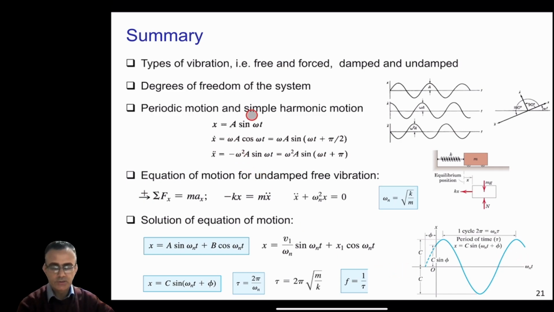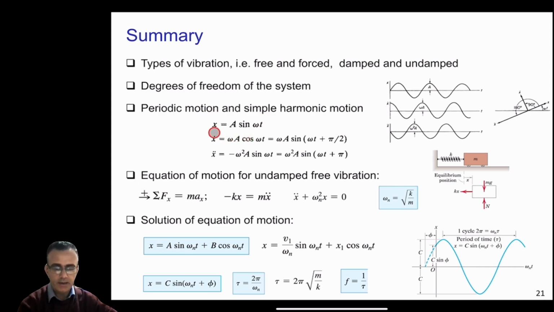Okay, so this is the end of today's lecture. Just to summarize what we did in today's lecture, we discussed the types of vibration, that is free vibration and forced vibration. We also discussed damped vibration and undamped vibration. We also discussed the degrees of freedom of a system, and in this course we will only be discussing single degree of freedom systems. And then we discussed periodic motion and simple harmonic motion.